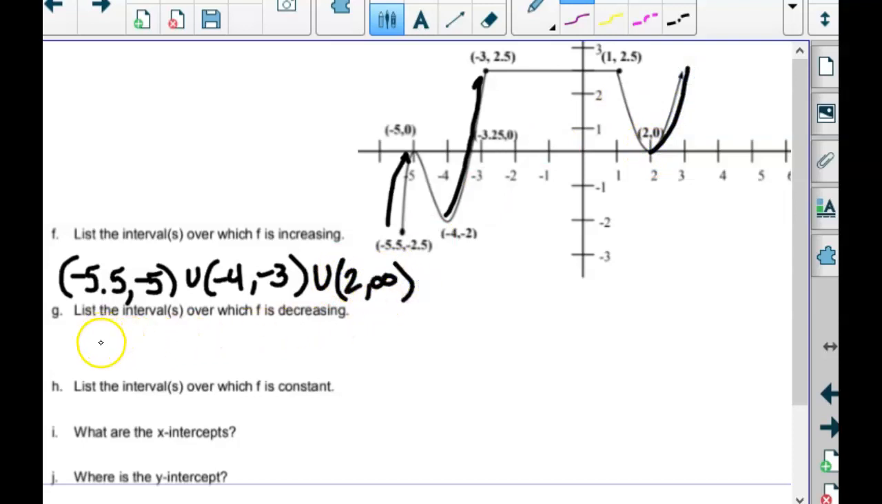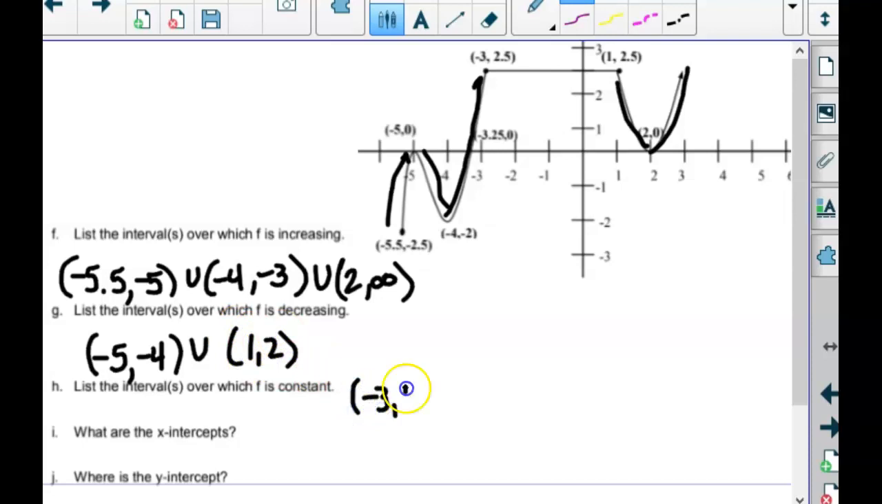All right. Decreasing. -5 to -4. It went down, and 1 to 2. And the constant would be -3 to 1.